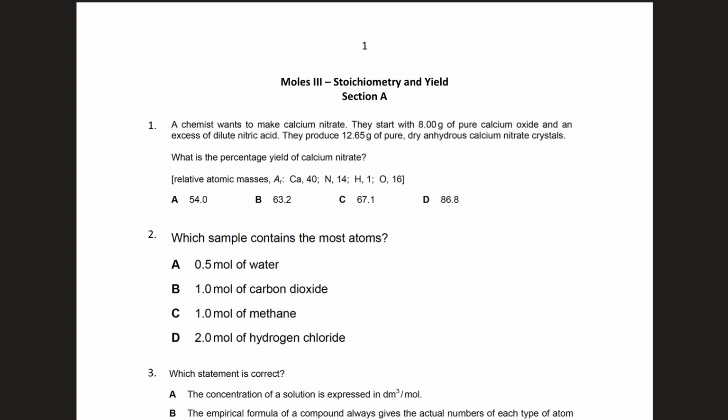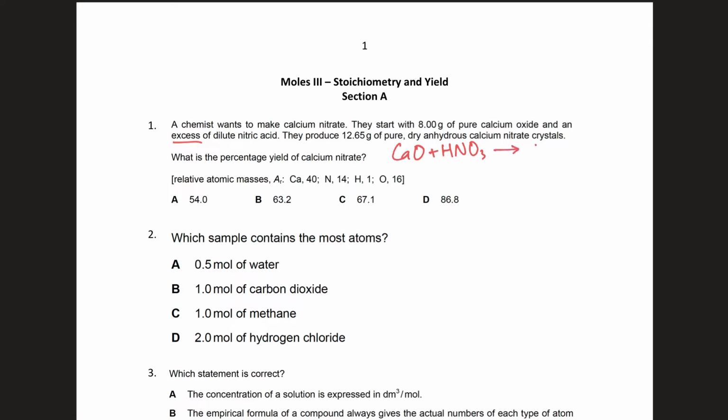In the first question, we want to make calcium nitrate, and they're starting with pure calcium oxide. So let's try to write the ingredients. We are using calcium oxide and an excess of dilute nitric acid. Now remember that if you have an excess of that thing, that means you're not running out of it, which means you don't need to worry about its amount anymore. The thing you need to track the amount of is the other thing, which is not in excess, which we call the limiting reactant. So in this case, this is calcium oxide.